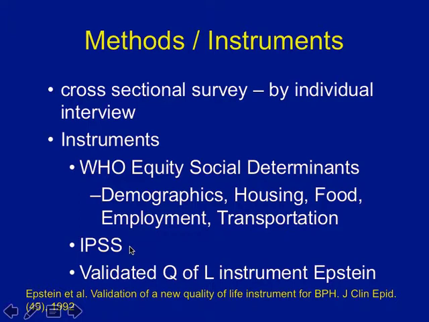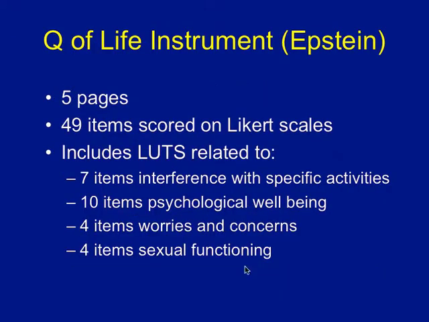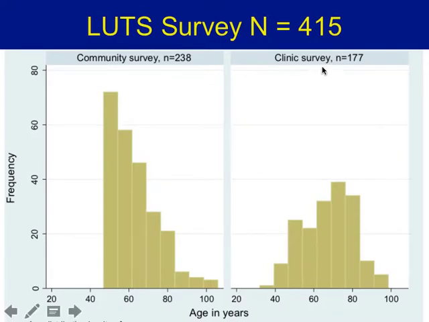We had them complete the English version of the IPSS, and then we gave a really long and detailed instrument by Epstein, which deals with lower urinary tract symptoms and some other constructs related to that, which means interference with specific activities, again, psychological well-being, worries, concern, and there are 4 items within there related to sexual functioning. So we interviewed 415 people in this community.